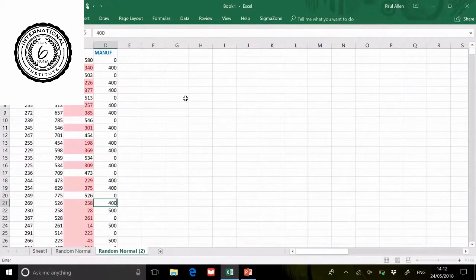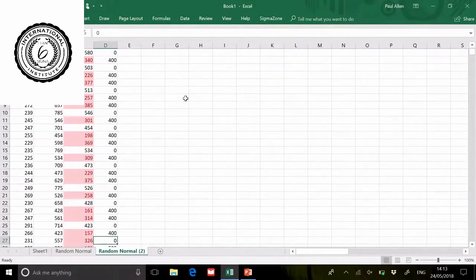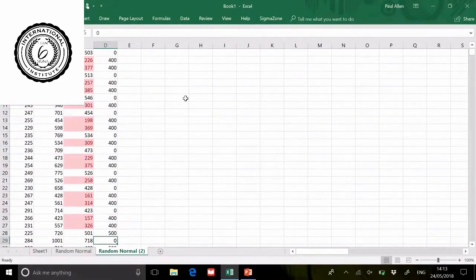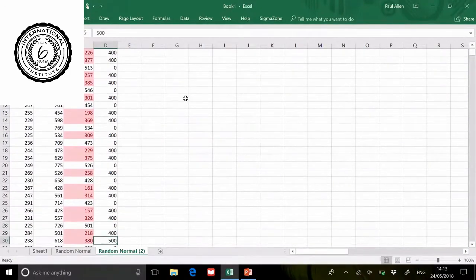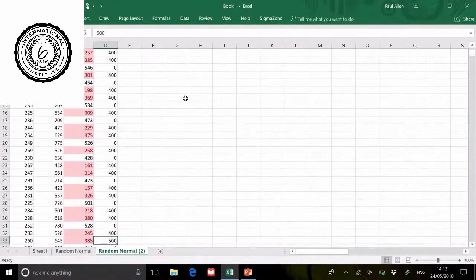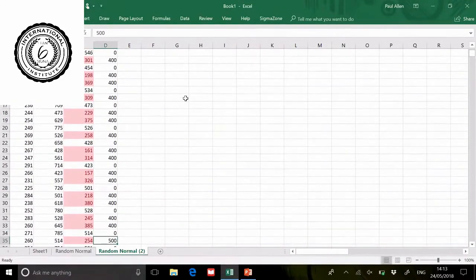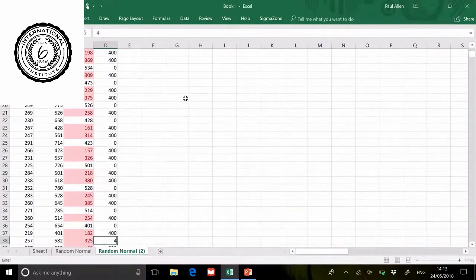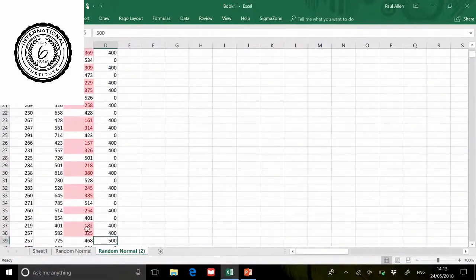Okay, so we go, don't need anything for that week. Need 400 for that week, need 400 for that week, need nothing for that week, need 400 for that week. We got 400, need another 400. Let's take the 500 out because I don't need that. Then I need another 400, then another 400, 400, 400, 400, 400. So you can see, let's take a look now from here up.